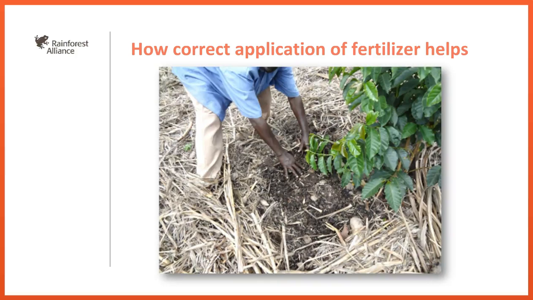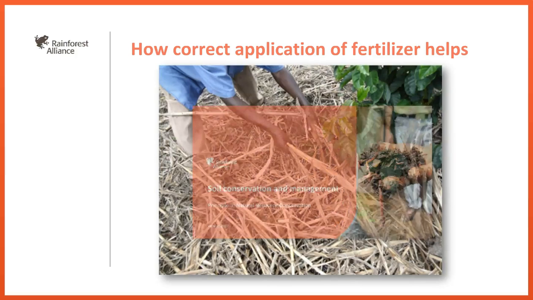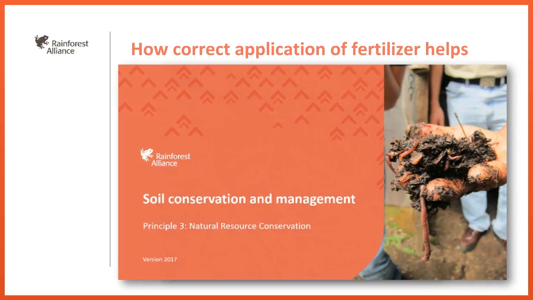If your soil is mulched, you can remove the mulch and place the compost around the crop. Then cover the compost with mulch so that it is not exposed to the air. You can find more details about fertilizer management and correct method of application in Module 7, Soil Conservation and Management.